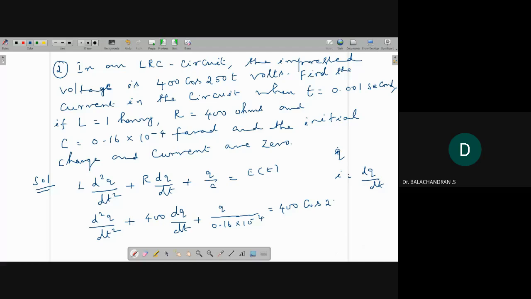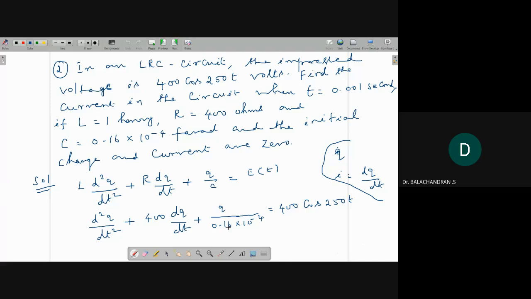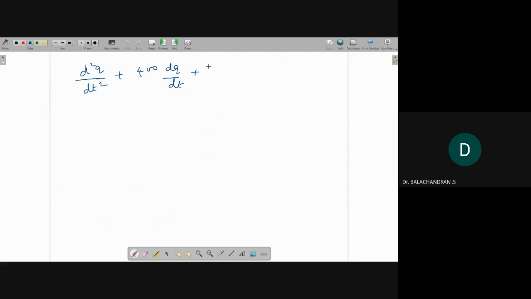So now on the next page you'll write d square q by dt square plus 400 dq by dt plus, this is actually 10,000 divided by 0.16. So using calculator, tell what is the value. 10,000 divided by 0.16. 62,500. Yes, 62,500, which is into Q, equal to 400 into cos 250 t.